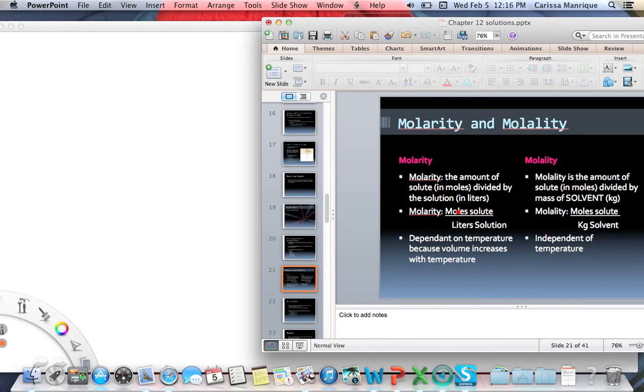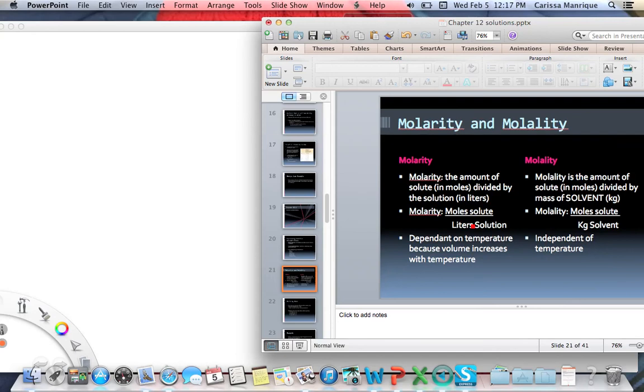So if we're looking at salt water again, this would be moles of your salt versus liters of the whole entire mixture, if you want. This is dependent on temperature because the volume increases with temperature. So remember we learned with the ideal gas law, things expand as they get hotter. So if you heat this up, this is going to change the molarity because of the expansion of the solution.